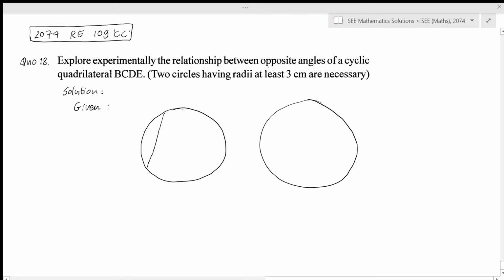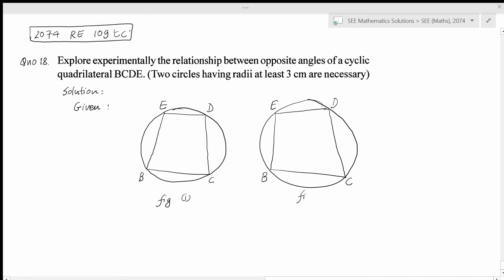Cyclic quadrilateral means the four corners of the quadrilateral should touch the circumference of the circle, and we have to name this quadrilateral BCDE. We cannot name it anything that we want, so let's call it B, C, D and E, right? And similarly for this one, we can simply draw E. We can make the same shape, or we can make a different shape, it doesn't matter, and we can name it differently. But it is always better to name on the same part. Like if B is on the bottom left, we write B here and C here and D here and E here. And this one is figure 1 and figure 2.